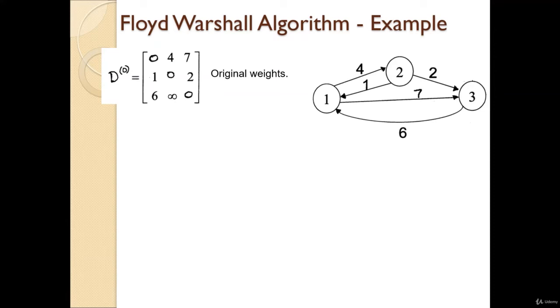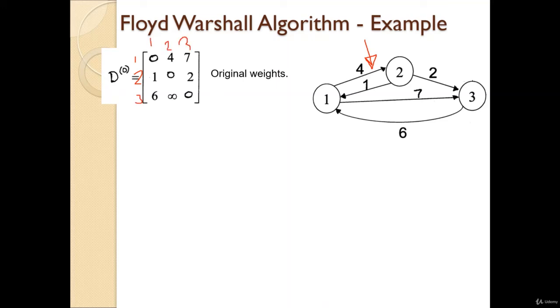Now let's consider this example of the Floyd-Warshall algorithm. Consider this graph. This is a directed graph where edges and some vertices are present. So you will represent these edges using a 2D array. How will you represent it? This is the first vertex, second vertex, third vertex, and likewise first, second, and third vertex.